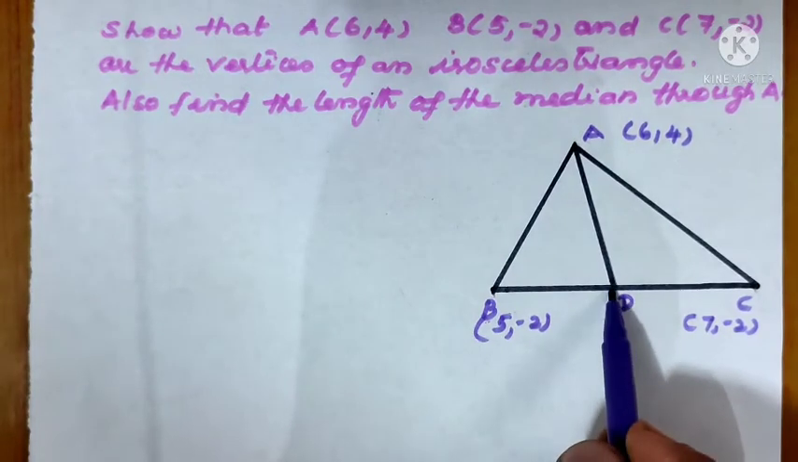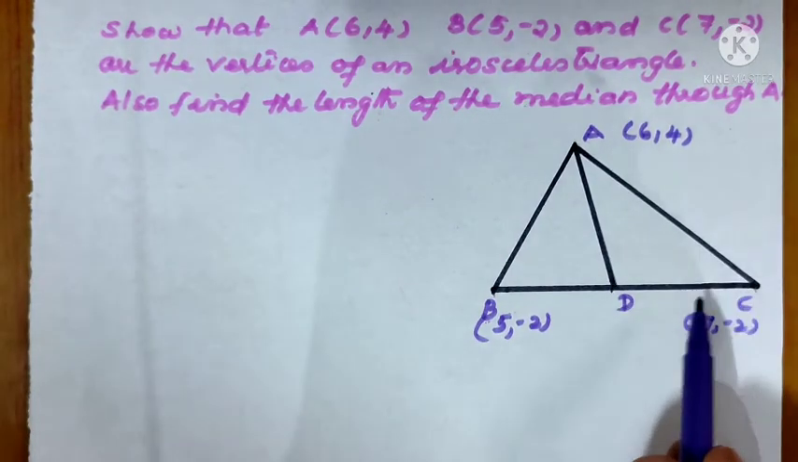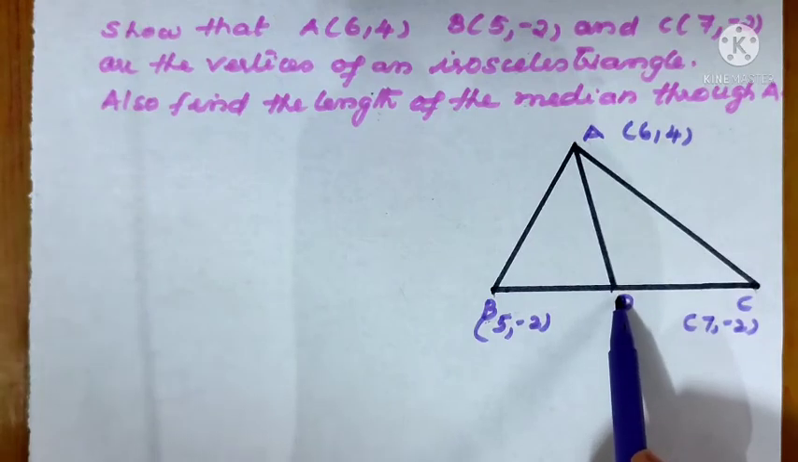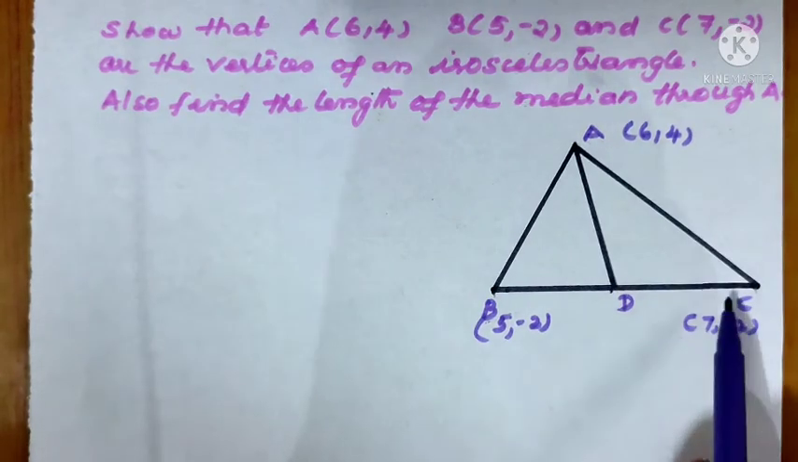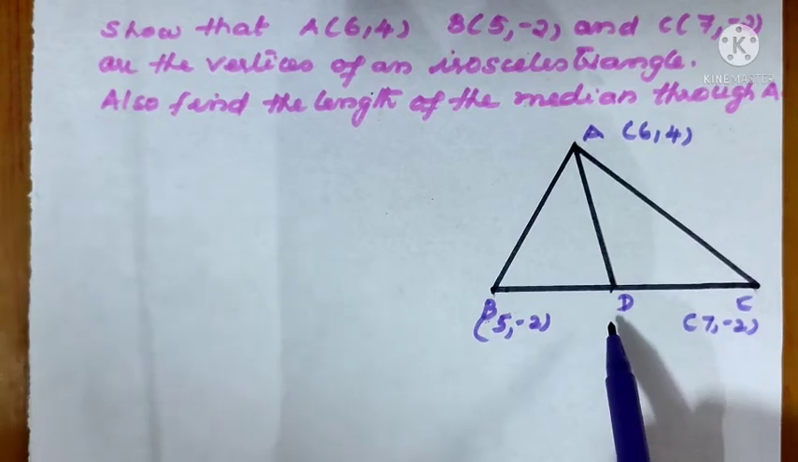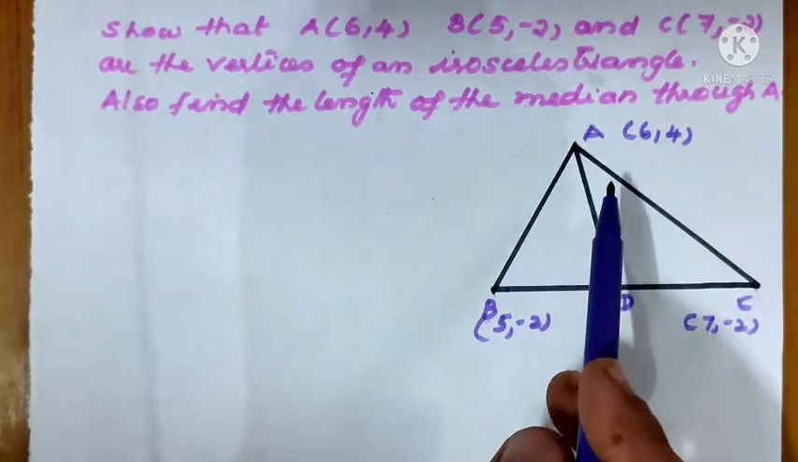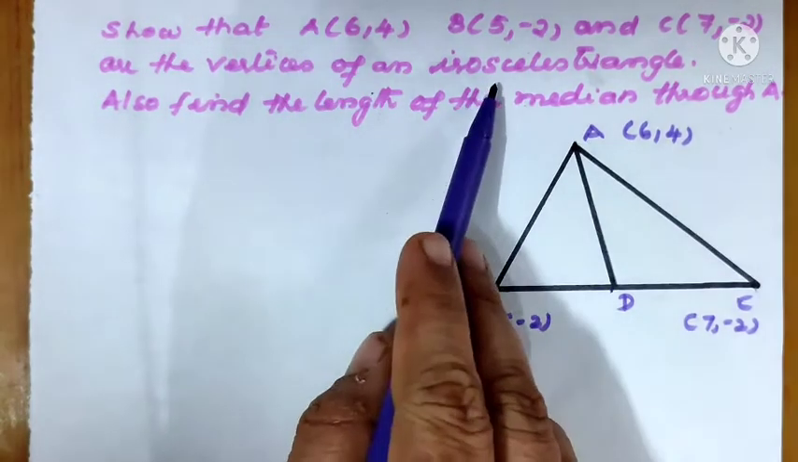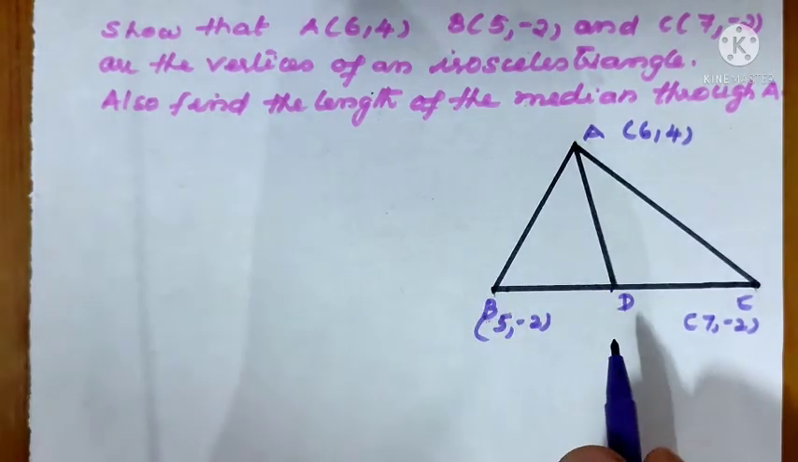That means median means midpoint only. So we have to start with the midpoint section formula here. In the diagram you know that AD is the median, so D is the midpoint of BC. The midpoint section formula we have learned already, so we can apply it and calculate D. After that we can calculate the length of the median also. So the first part is to show that it is an isosceles triangle.